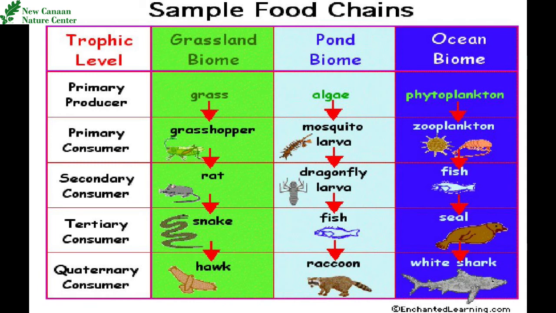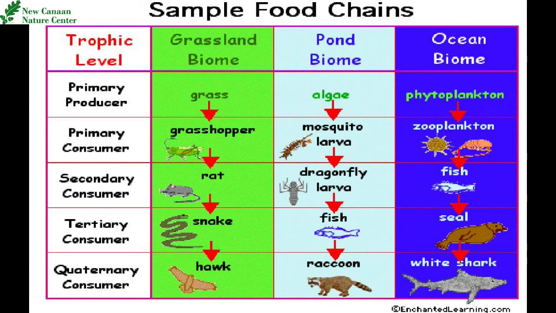You'll see here, it says sample food chains, and then you'll see on the left the trophic levels. Trophic levels are just basically the levels of the food chains. Primary producer, primary consumer, secondary consumer, tertiary consumer, and quaternary consumer. I'm going to focus on the grassland biome that it says right there, because that's what we'll be seeing today, what lives in the fields and forests. So kind of focusing on the terrestrial animals, if you will.